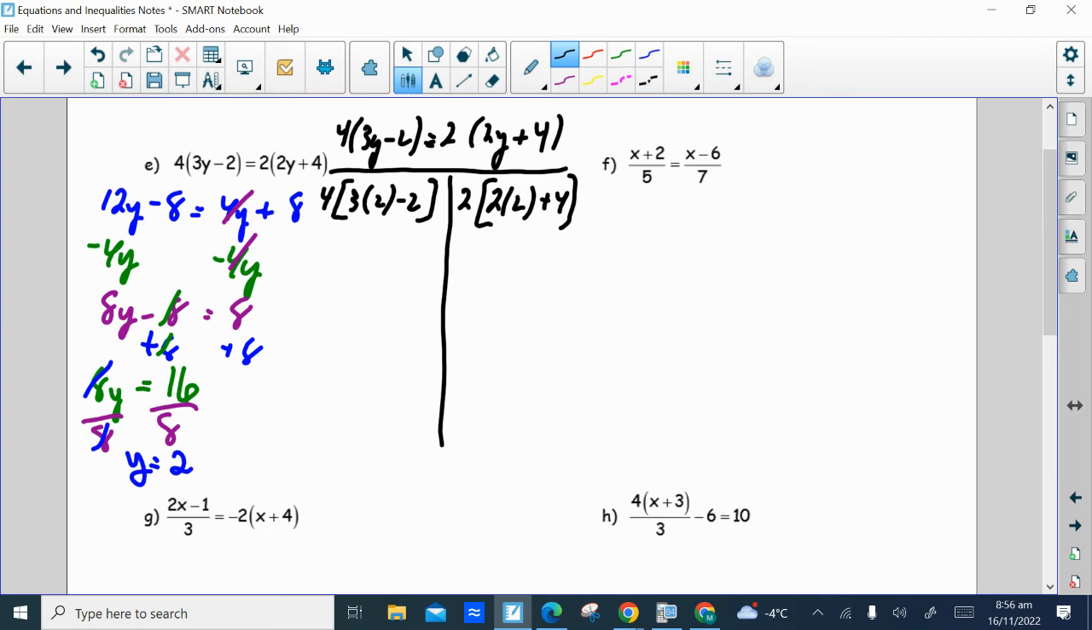So as we're working through this, we need to work inside the brackets first. 3 times 2 is 6, and 6 take away 2 is 4. And then 4 times 4 is 16. On the right side, inside the brackets, 2 times 2 is 4, plus 4 is 8. And again, 2 times 8 is 16. So we get the same thing on both sides. We've just shown that our answer is correct.